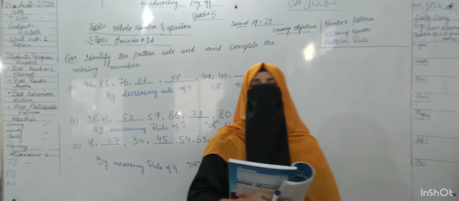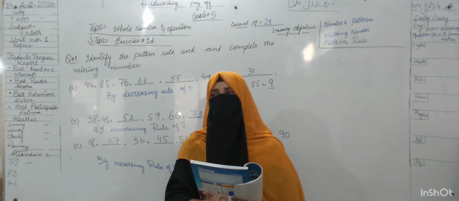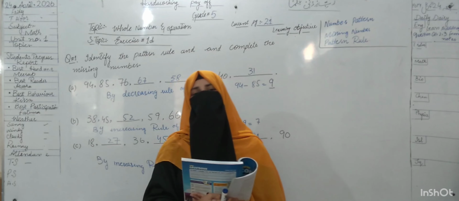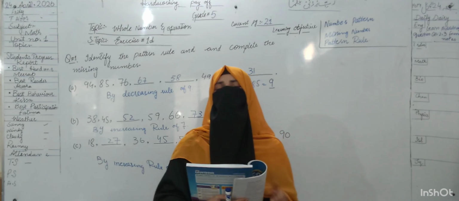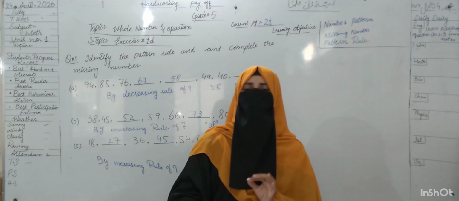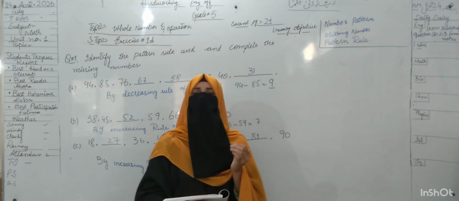So firstly, you have to look out for decreasing order or increasing order. It means ascending order or descending order. If it is decreasing order, it means we follow descending order. If the number is increasing, it means ascending order. Descending is greatest to smallest, and ascending is smallest to greatest.